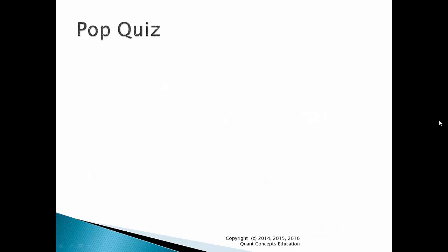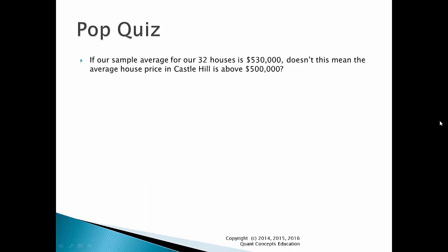Pop quiz. If our sample average for our 32 houses is $530,000, doesn't this mean the average house price in Castle Hill is above $500,000? That is, why do we even need to conduct hypothesis testing? Can't we just compare $530,000 with $500,000 and come up with a conclusion? That is, can't we just reject the null hypothesis now? Well, the answer is no.